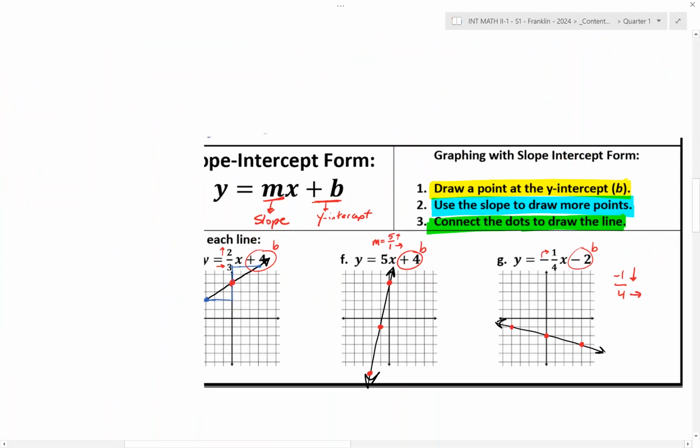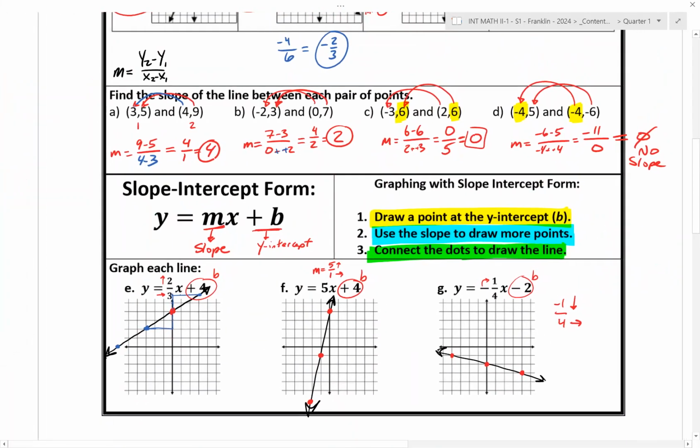Okay, so there you have it. Finding slope and using slope-intercept form to graph a line quickly. Start at the y-intercept and then use the slope to find at least one more point, but the more points you put on the graph, the easier it is to draw the line.